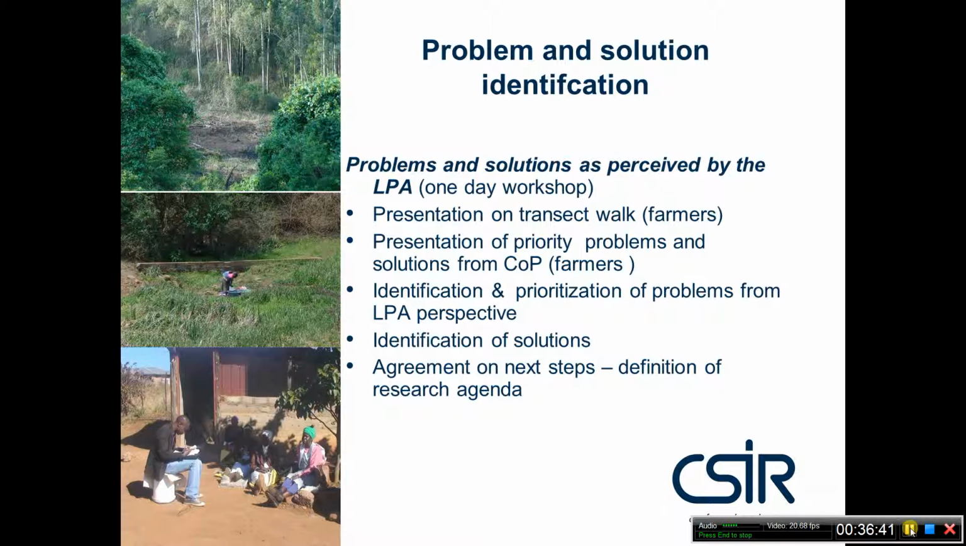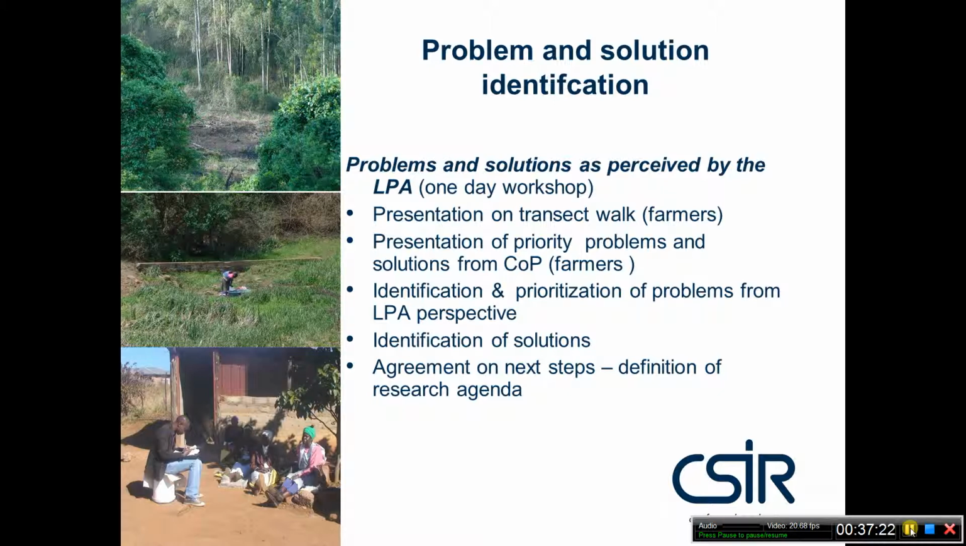It was interesting to note that the LPA observed problems from a different level in comparison with the COP. The LPA had a more regional perspective of problems. For instance, the pressing problem of shortages of water or inadequate water for irrigation in Guyana was perceived differently. The LPA perceived this problem from a catchment level, whereas in the COP, the problem was perceived at farm level.